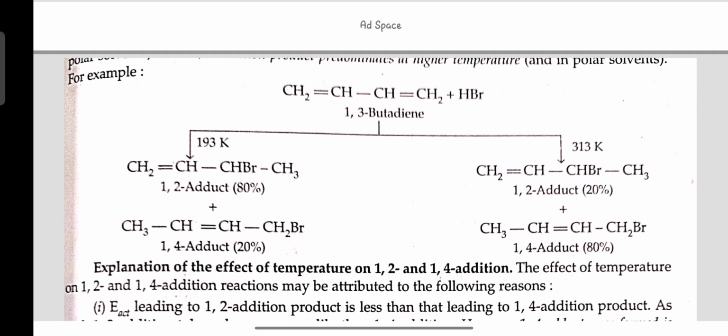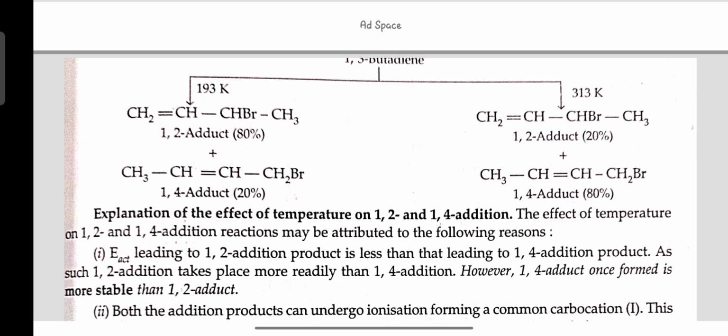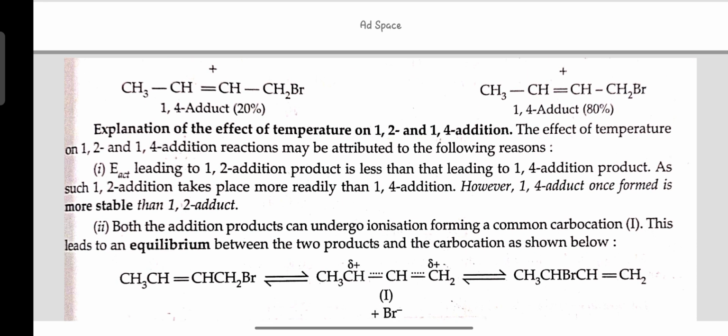For example, 1,3-butadiene is treated with HBr at 193 Kelvin. Now we get the 1,2 adduct 80% plus the 1,4 adduct 20%, the latter being CH3-CH=CH-CH2Br. Explanation of effect of temperature on 1,2 and 1,4 addition.